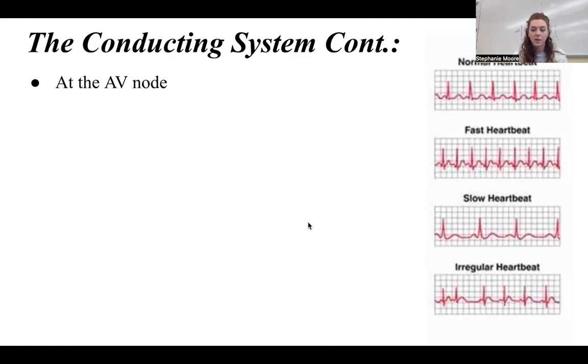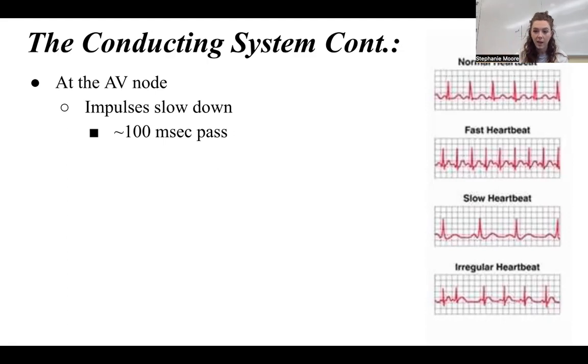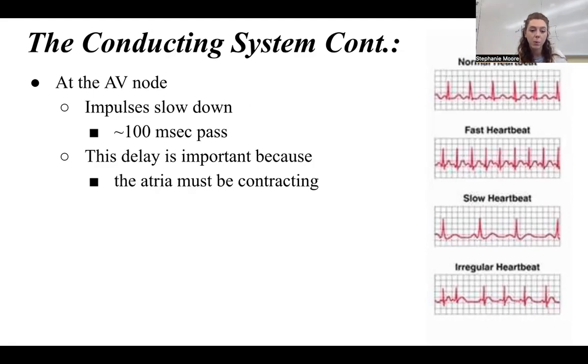So the conducting system continued. At the AV node, the impulse is going to slow down, around 100 milliseconds to pass. This allows all of the things that the atrium need to do to happen. So that delay is important, right?